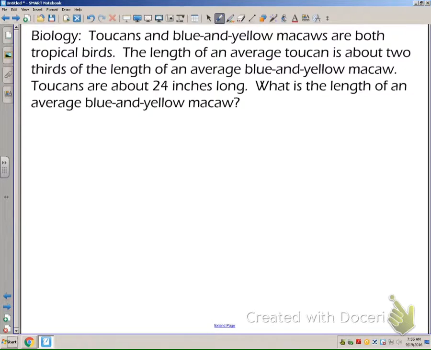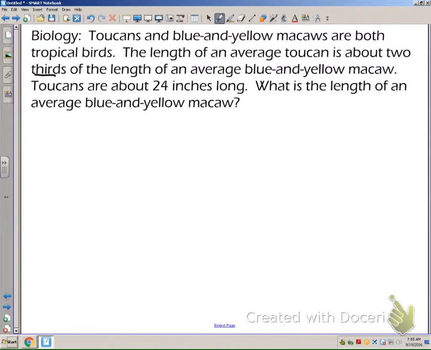But anyway, toucans and blue and yellow macaws are both tropical birds. The length of an average toucan is about 2/3 the length of an average blue and yellow macaw. Toucans are 24 inches long. What is the length of the blue and yellow macaw?